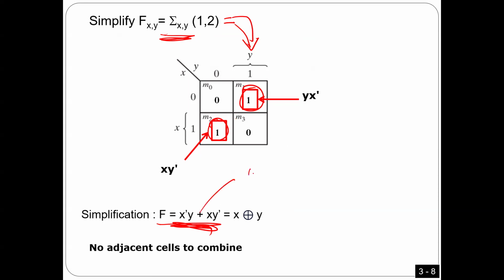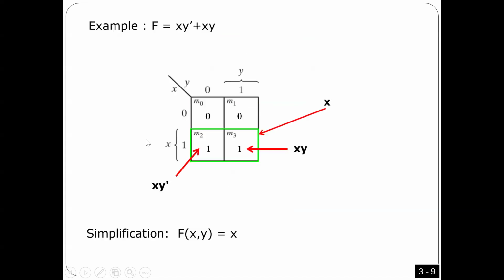So this is actually a sum of products. I can't simplify it. This one can't be simplified. Why? Because I cannot group ones together in this case. I can't do anything about it. You understand what I'm saying? Okay, this is just one example.